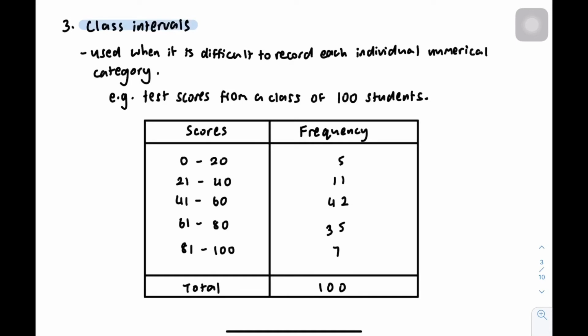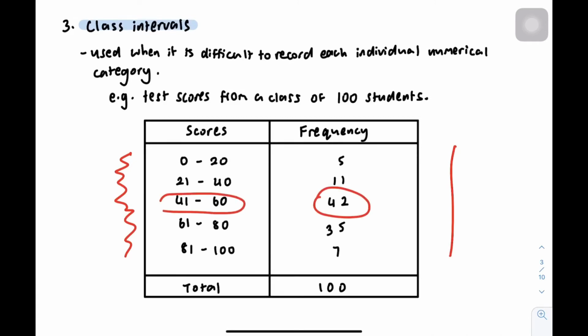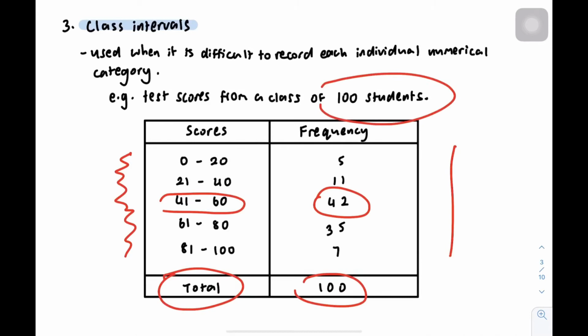Therefore, easy solution, class intervals. You just make categories, as you can see here, and then this is the frequency, the number of students that scored in that range. So for example, 42 students scored in the range of 41 to 60. And in total, there were 100 students, which matches up with the question, and hence this table is correct.